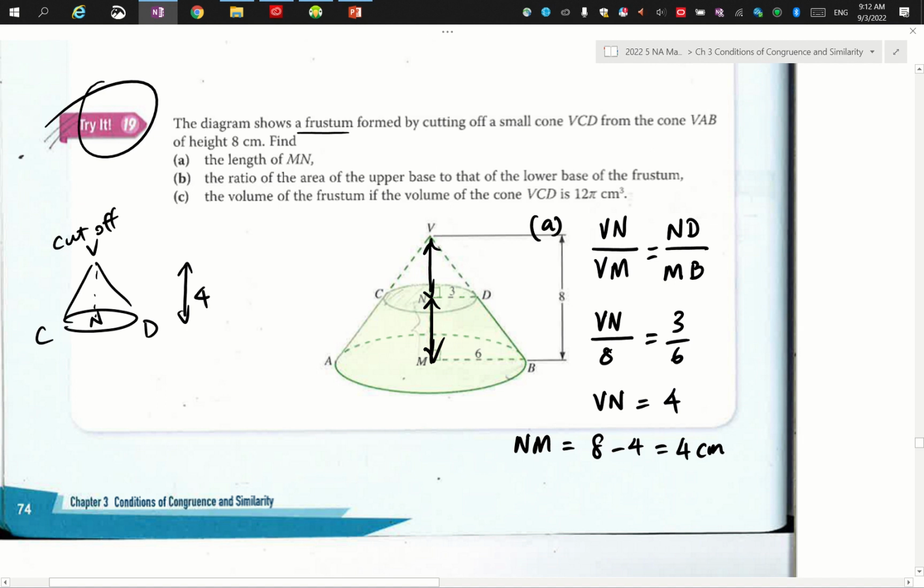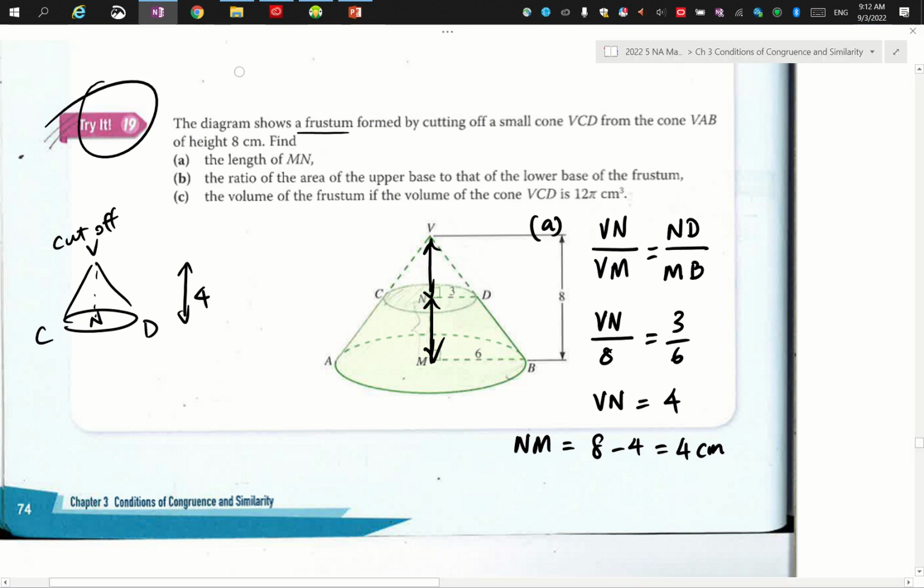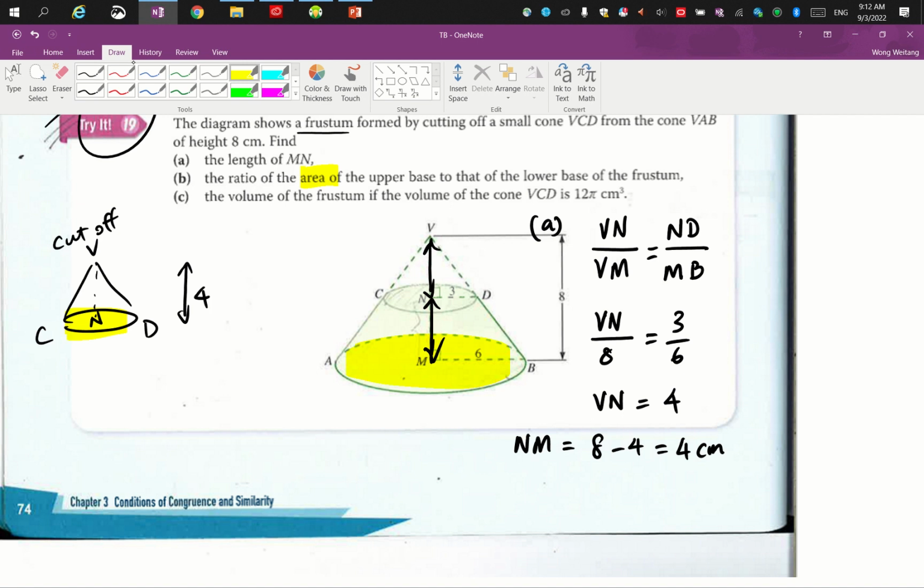Next one, for part B, ratio of the area. Now, we are talking about area. For area, please note, we are going to have the square ratio of sides if the solids are similar, which in this case they are. For the upper base to the lower base, you want the ratio of this to this. So we are comparing small cone to the big cone, and they are similar. So the ratio of the area has to be the square of the ratio of sides, which we already have.